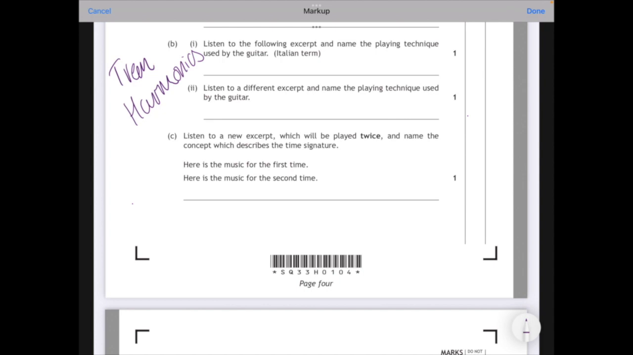Now, very clearly, it's asking you to name the concept which describes the time signature. It is not asking you to name the time signature. Therefore, you don't need to say this is in 4/4, 2/4, 6/8. It's asking you, is it simple? Is it compound? Is it irregular? Or are there time changes? Does it change throughout? I'll leave you with the audio to complete all of those 3 questions.